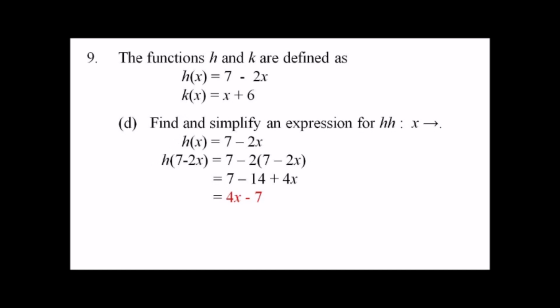And 9d, find the simplified expression for hh of x. So the composite function, h of x is 7 minus 2x. Plug that into h of x again. So where you see x, you put 7 minus 2x. So you get 7 minus 2 in bracket 7 minus 2x. 7 minus 14 plus 4x. So you get 4x minus 7 when you simplify that expression.